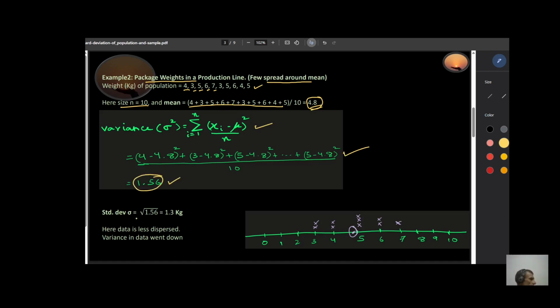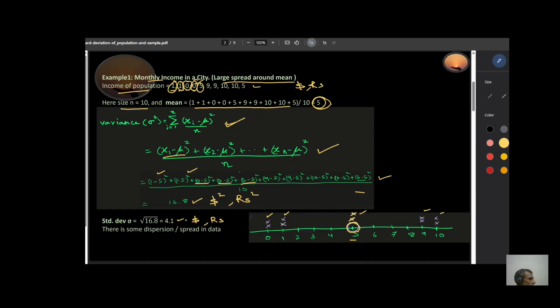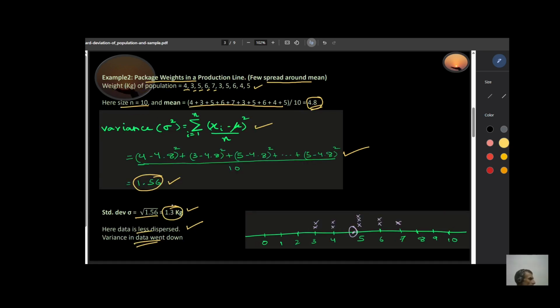Take the square root of that, 1.3 kilograms. So my standard deviation is 1.3 kilograms. In this case, my data is less dispersed. The variance in this case actually went down. So if you go back to the previous slide, you're going to see my standard deviation was 4.1. Now my standard deviation is 1.3.